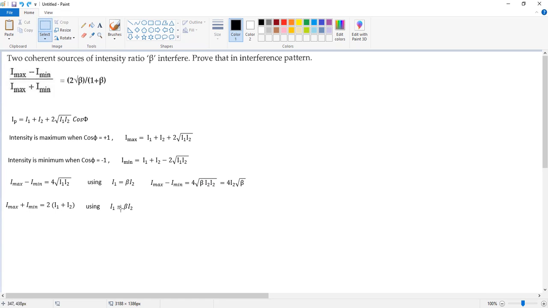Again, using that value of I1 equal to beta times I2, I2 comes common out. So I max plus I minimum will be equal to 2 times I1 plus I2, that is 2 I2 times beta plus 1. Now you are ready to divide I max minus I minimum by I max plus I minimum. So it will be 4 I2 root beta by 2 I2 times beta plus 1. Now this 4 by 2 will go, I2 will go. We'll get the demanded answer: 2 root beta by beta plus 1.